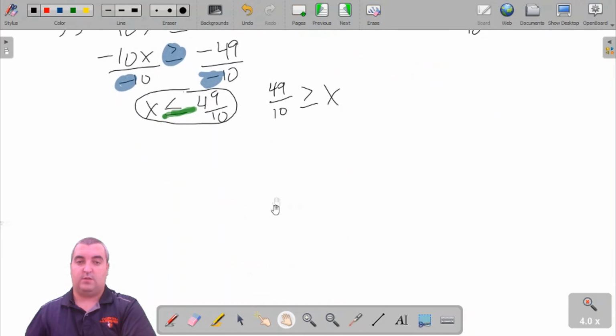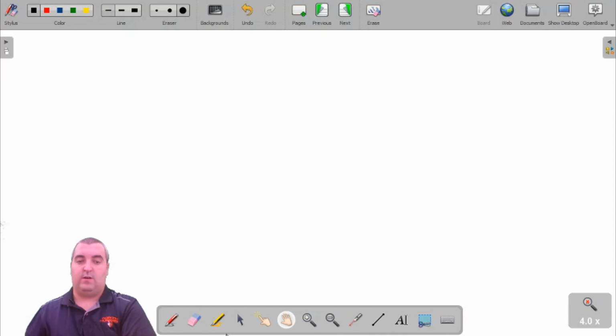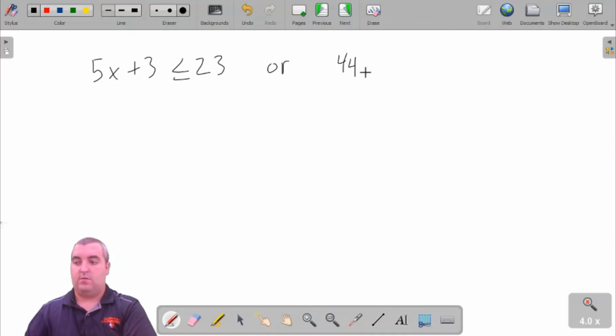Let's talk about linear inequalities that contain an or statement. So let's say we have 5x plus 3 is less than or equal to 23, or 44 is less than or equal to 7x minus 5. So in this case, this would all be one problem, but there's this or statement.